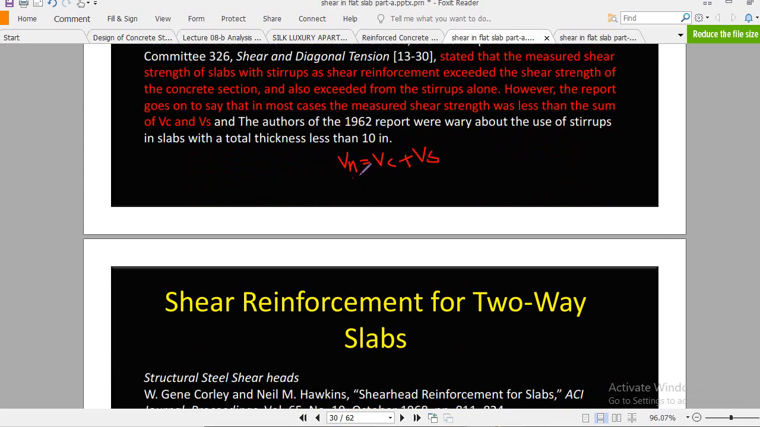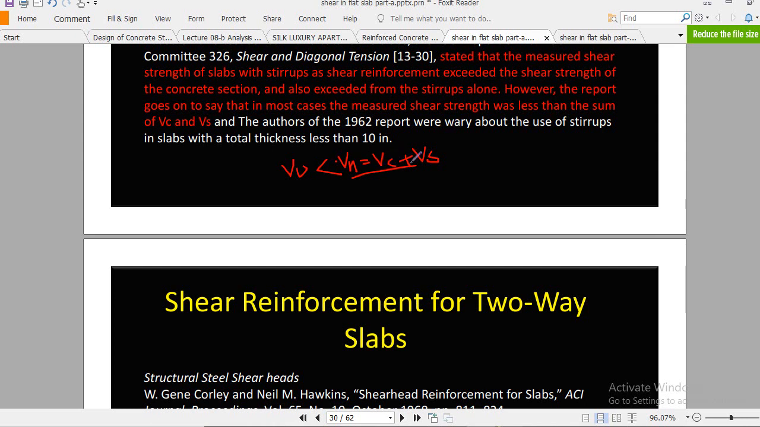Now the value which we calculated already satisfied the condition, but when we did experimental work on it, the experimental results show that the experimental values we obtained for Vn will be less than the Vu. So this is, you can say, a warning sign.